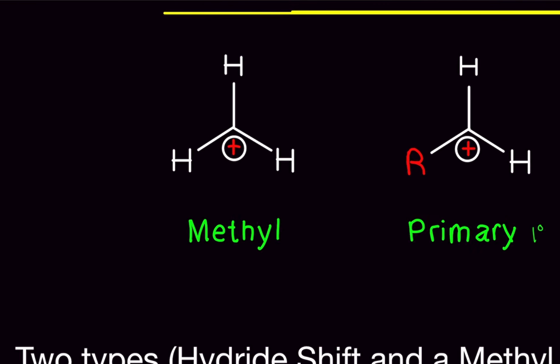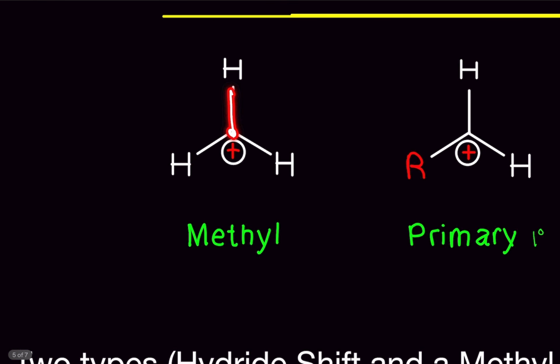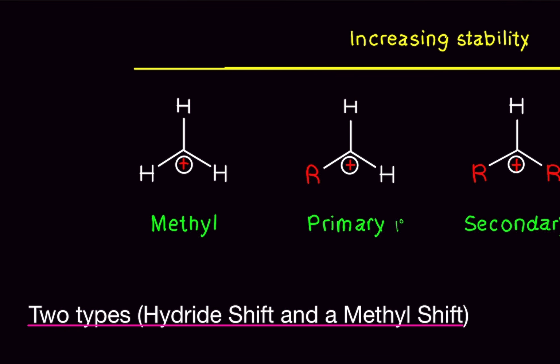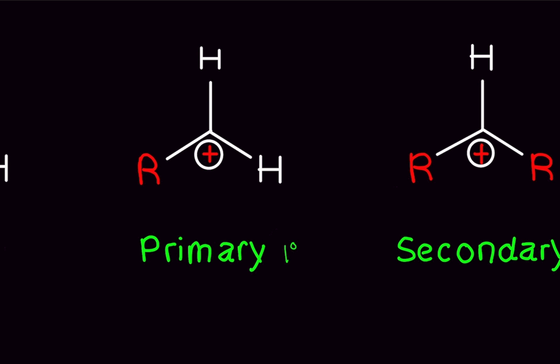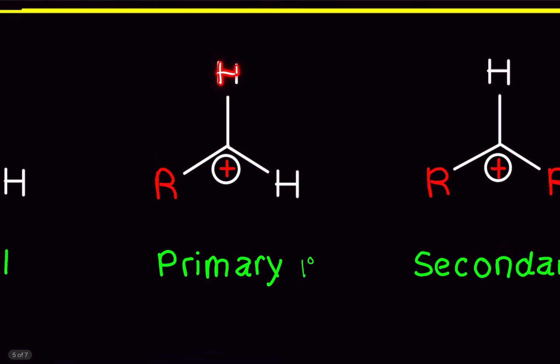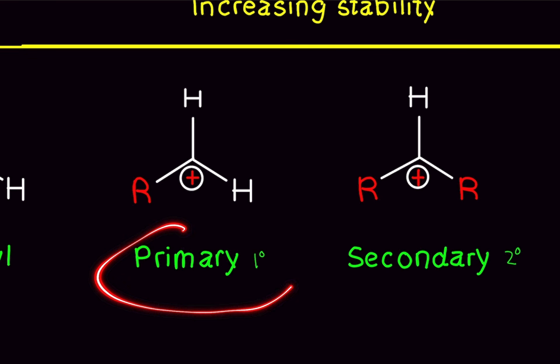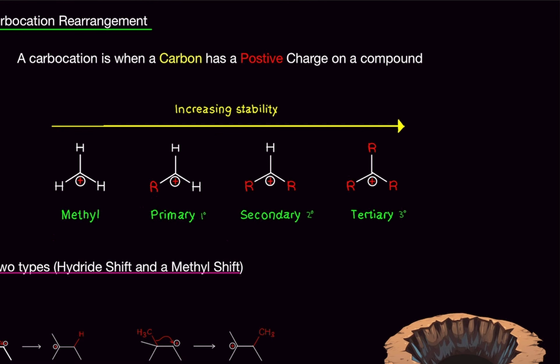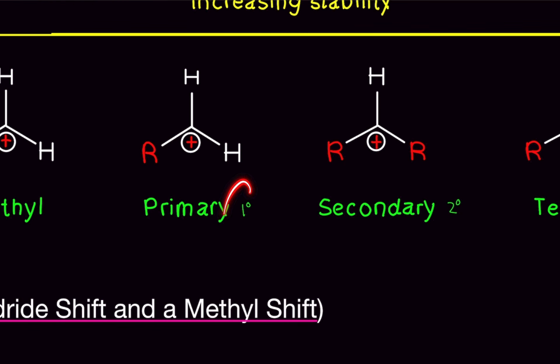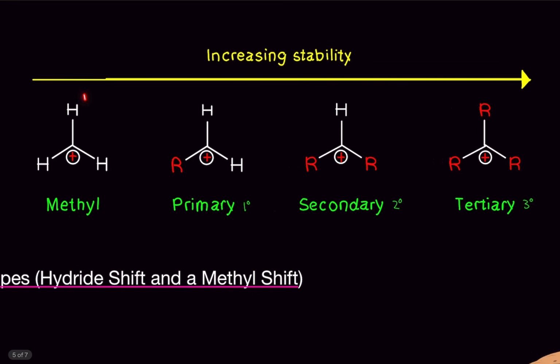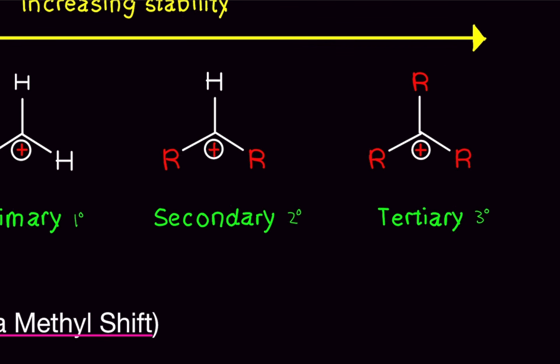So you'll notice this carbocation has 1, 2, 3 hydrogens attached to it. Okay. This one has 2 hydrogens attached to it and 1 R group. We call this a primary carbocation or first degree carbocation. It's primary or 1 because it has 1 R group. And this is more stable than this. Okay? But what's even more stable is 2 R groups.